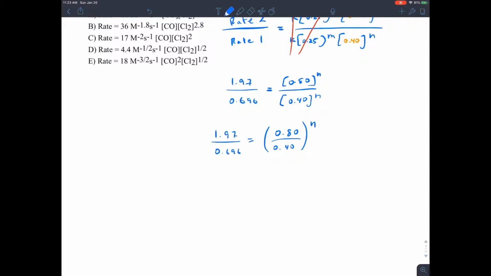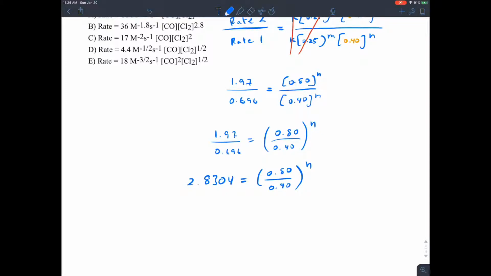So 1.97 divided by 0.696 gives me the number, and go to as many decimals as you can in this case, because we want to make sure we're accurate. So 2.8304 equals 0.80 over 0.40 to the nth power.